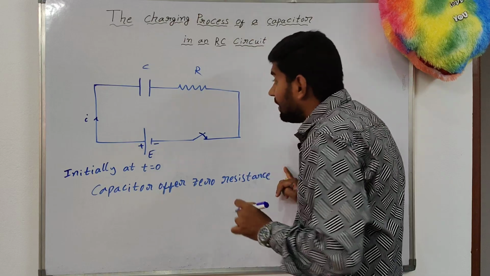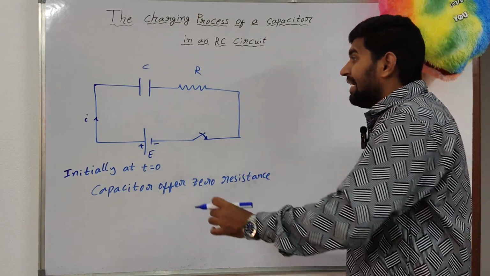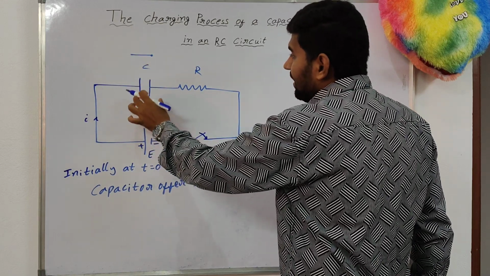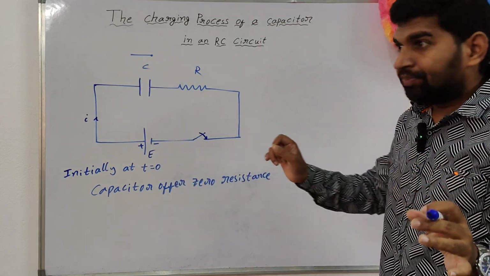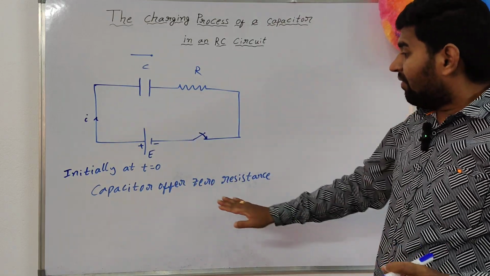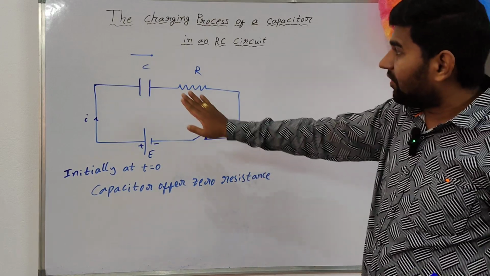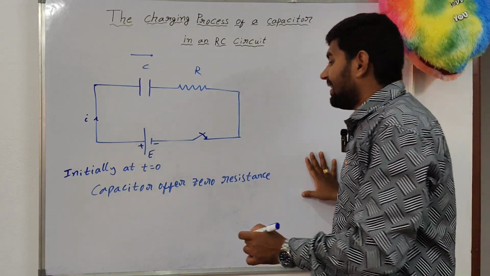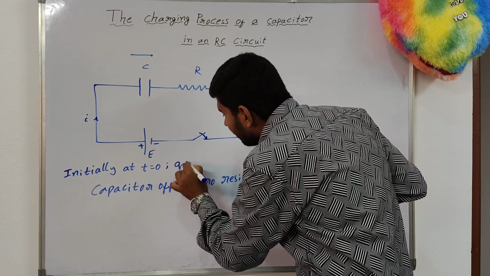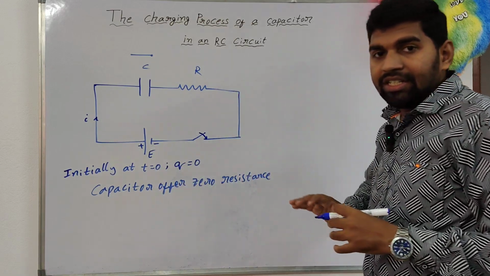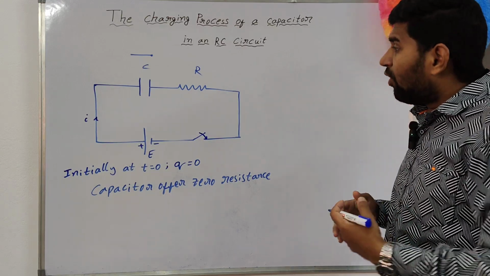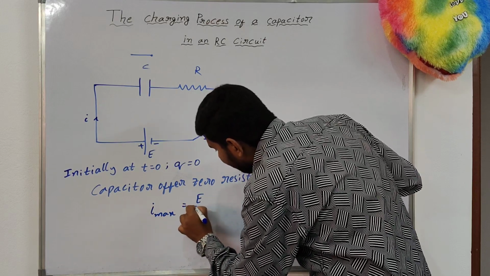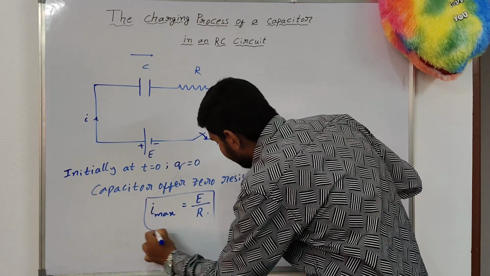Zero resistance means, in other words, that the capacitor is acting as a conductor here. The capacitor acting as a conductor means this portion becomes a short circuit. In that case, at t is equal to 0, the charge Q is also equal to 0. Whenever it is a short circuit, the maximum current flows through the circuit. The maximum current Imax is given by EMF by resistance: Imax is equal to E by R.